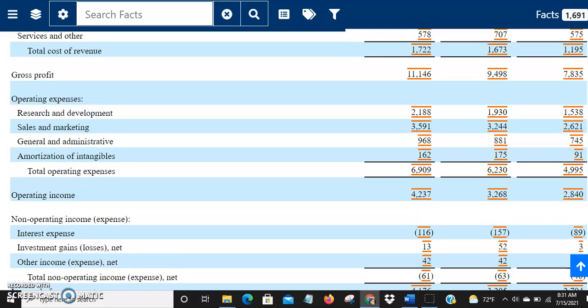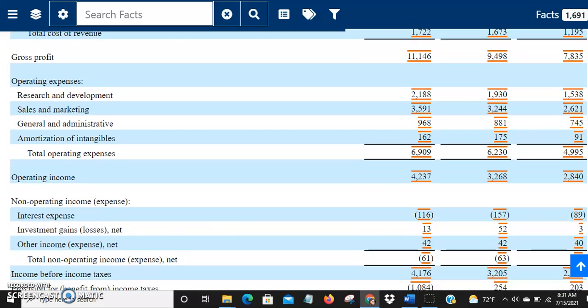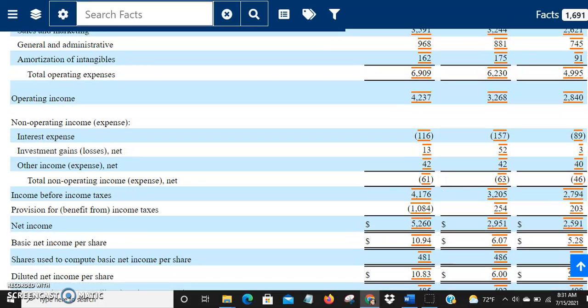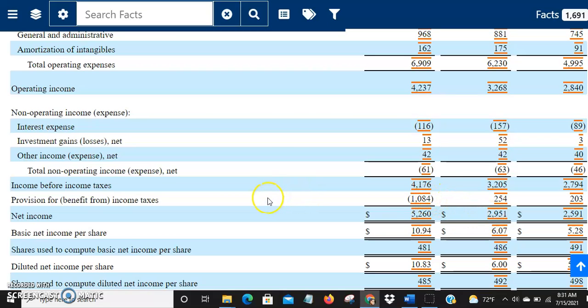Then they have some non-operating income and expense, like the interest expense and investment gain or loss, and all those things are not that significant. Overall, the non-operating expense was about $61 million. So if from 4237 you take out 61, you get 4176. That's the income before income taxes. Now from that they paid the income tax. They have to give a provision for income taxes.